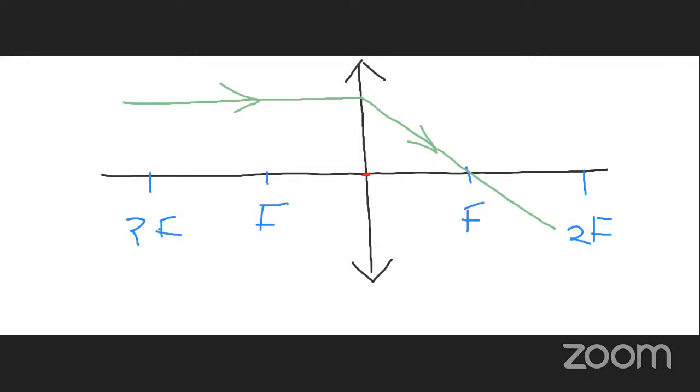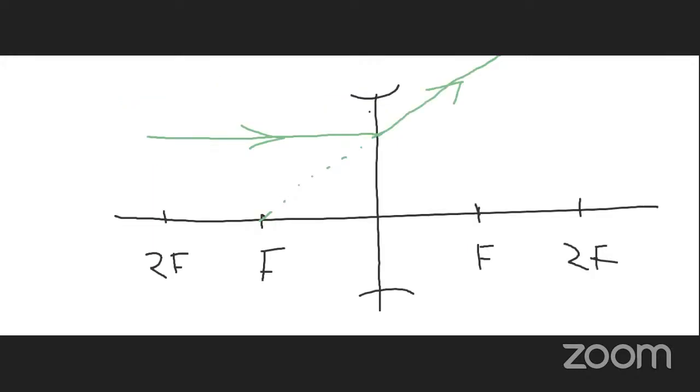Which is close and parallel to the principal axis. On refraction, it passes through the far principal focus for a converging lens. Meanwhile, for a diverging lens, it appears to be coming from the near principal focus. Yeah, Peter, what we are saying is on the first principal ray, we're saying a ray which is close and parallel to the principal axis.